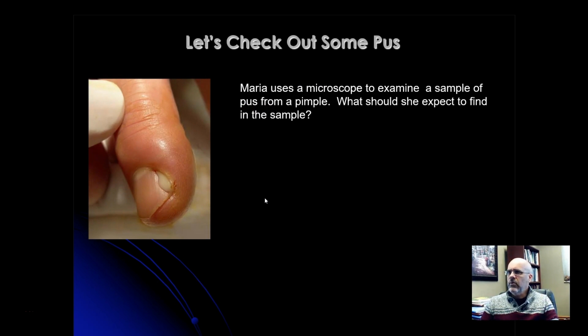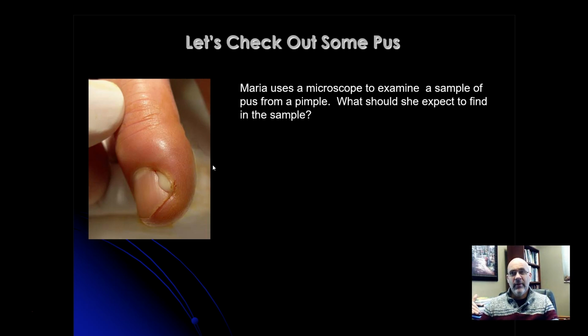Let's see, just a little review about a really appetizing topic, pus. Maria uses a microscope to examine a sample of pus from a pimple. Well, that doesn't exactly look like a pimple, does it? So this is like an ingrown nail. What should she expect to find in the sample? So remember, if you go back and look at why pus forms, in a pimple you have a small amount of pus. And if you guys remember, with pus, we said pus was a sign almost always of a bacterial infection.